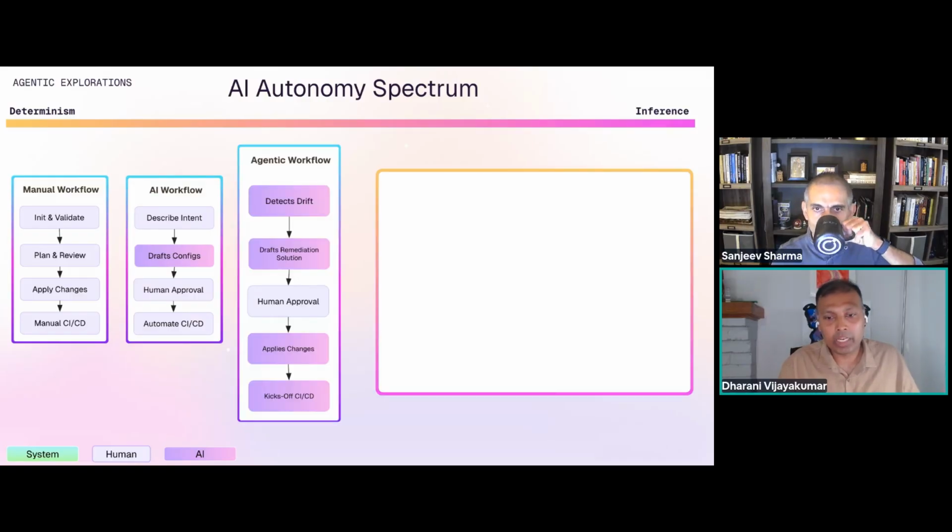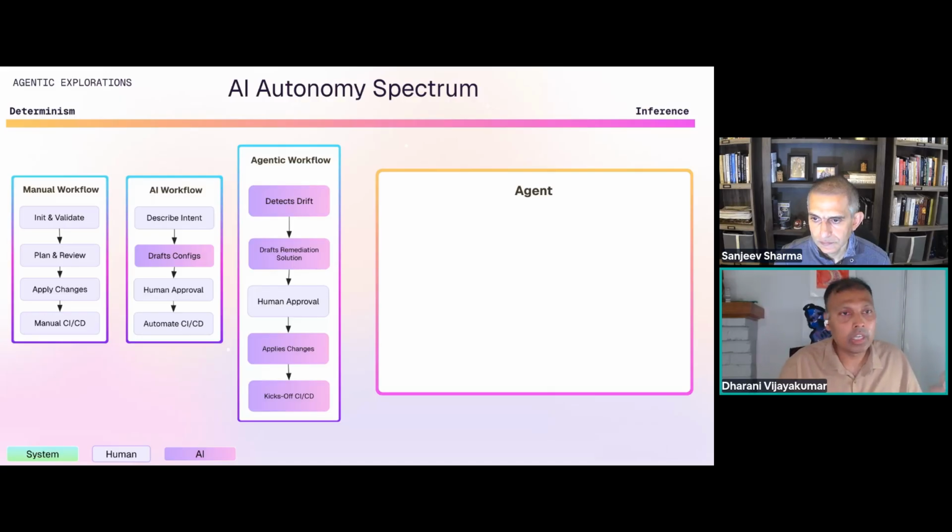I'm going to be a little bit faster here and go to the demo sooner. Okay. So on the left here, there are all these manual workflows, right? Like on the Terraform side, initialization, planning, apply, and CI/CD pipeline integration. We believe in injecting AI in specific steps of the way.